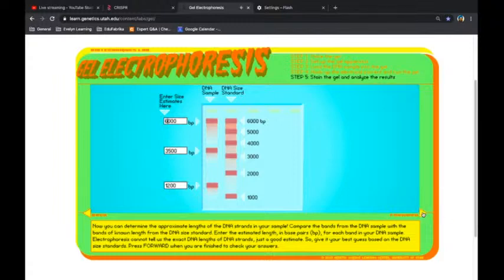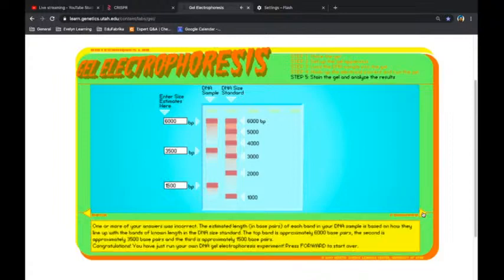So let's see if the answers are right or not. The top one is 6000 base pairs, the second one is 3500, the third one was 1500. It was somehow in the middle. So that's how you can differentiate between your molecules, and you can calculate the size of a sample with the help of a DNA standard in this whole gel electrophoresis.